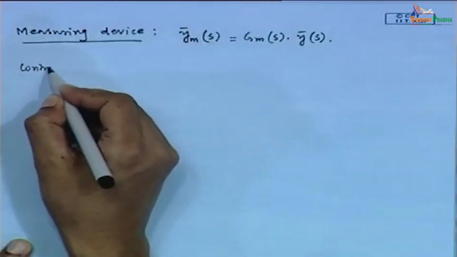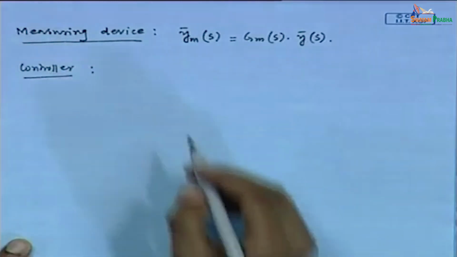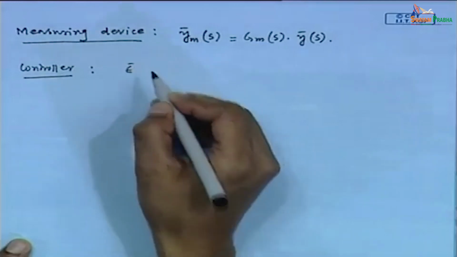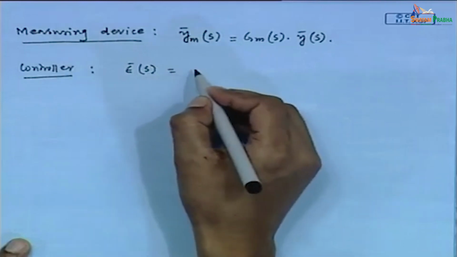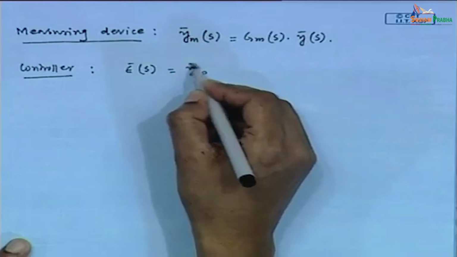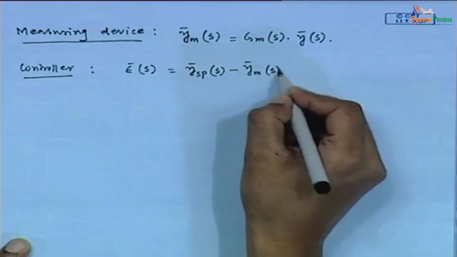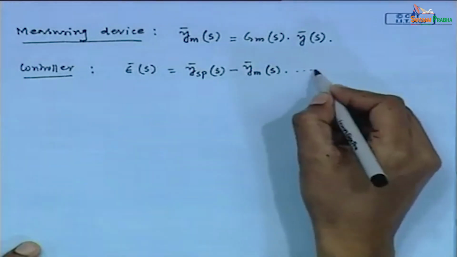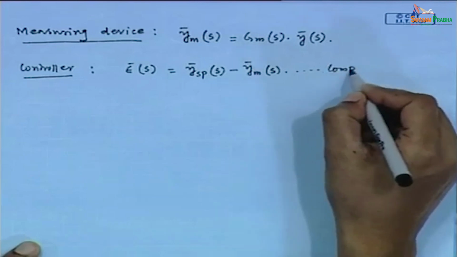Next element is the controller. The input signal to the controller, epsilon bar s, equals y set point bar s minus ym bar s. Input signal to the controller epsilon equals y set point minus ym. This is representing the comparator.